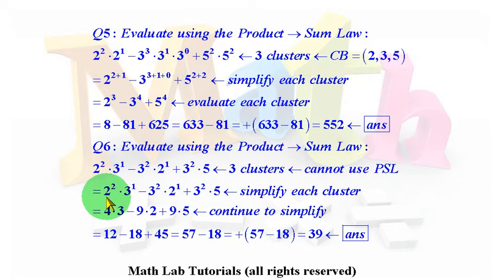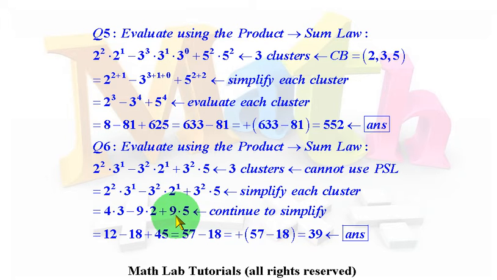Okay, so we go into the next step. Can't do anything, so just drop everything down, nothing to do. And we evaluate each power. We get 2 to the power 2 is 4, 3 to the power 1 is 3. Drop the minus sign down, 3 to the power 2 is 9, 2 to the power 1 is 2. And drop the plus sign down, 3 to the power 2 is 9, and 5 is a drop down.